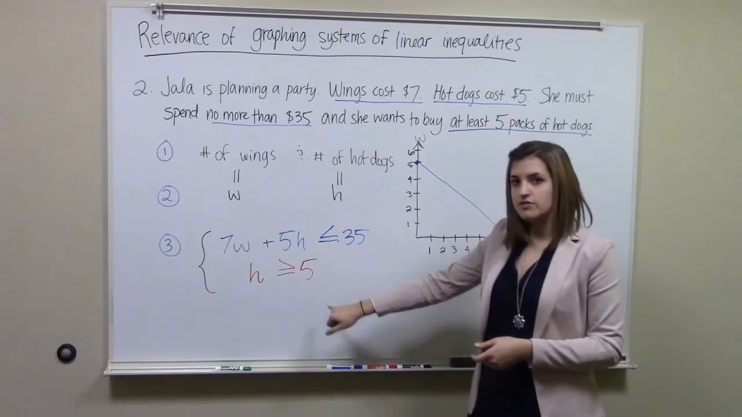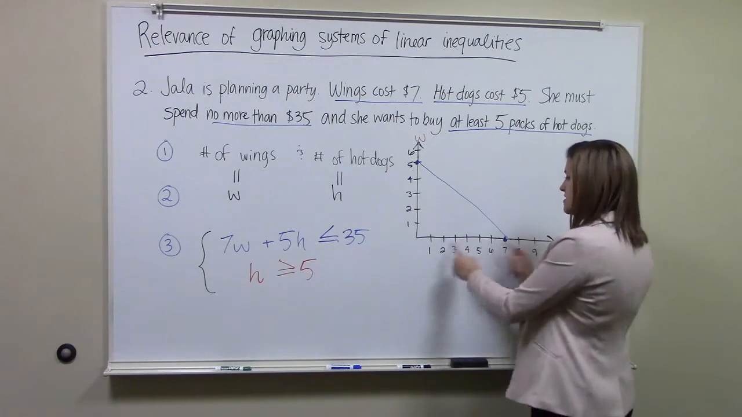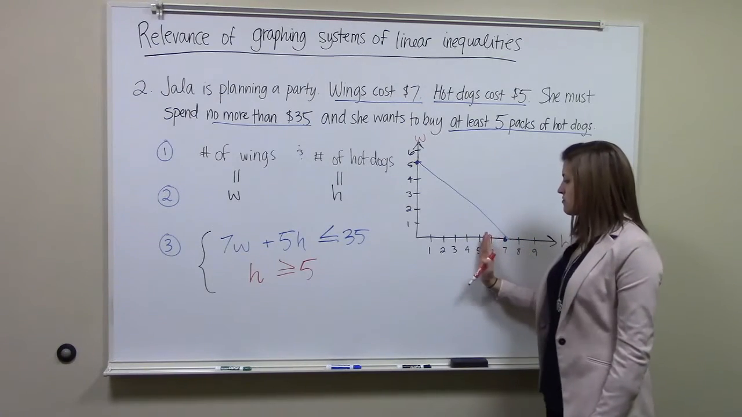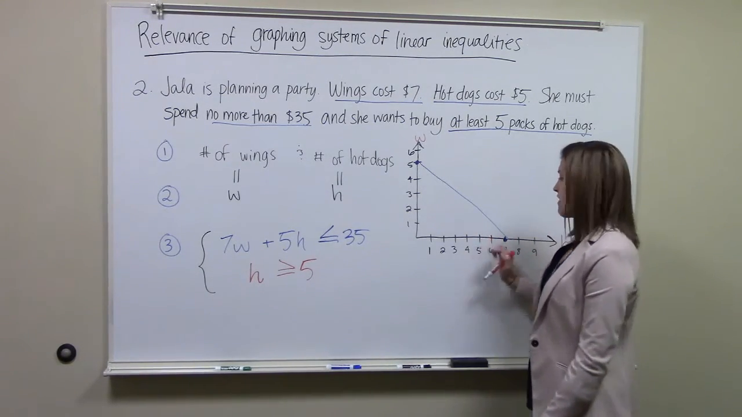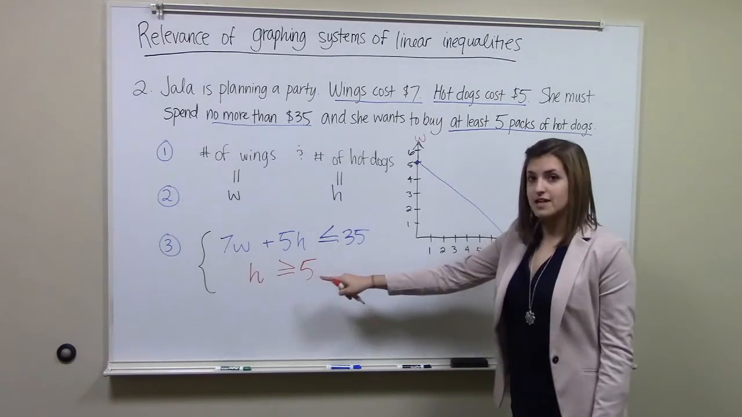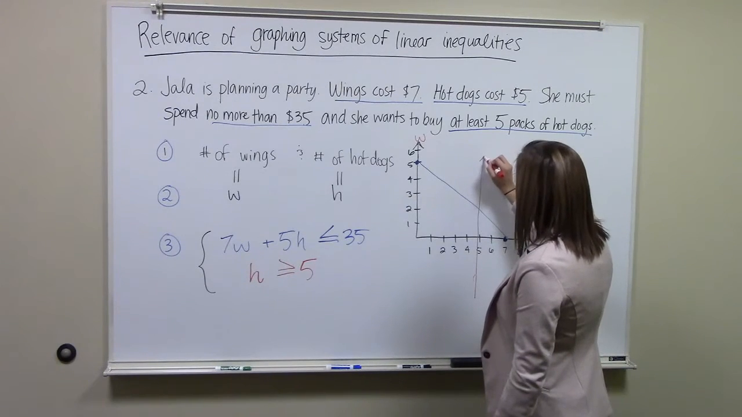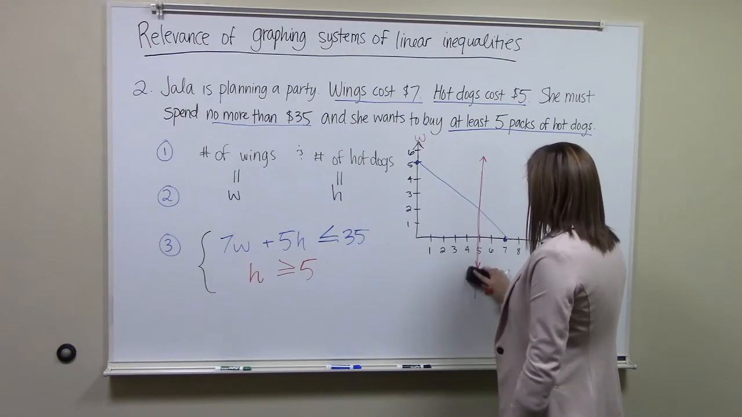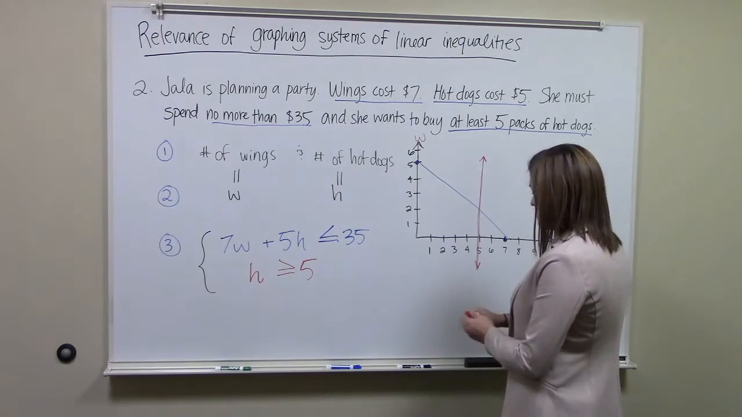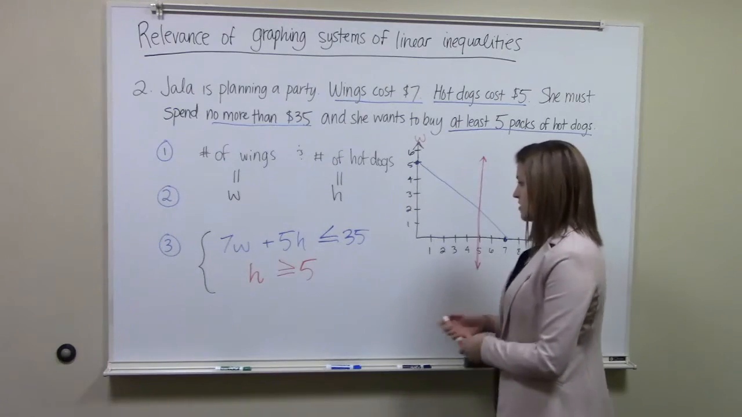And I can graph my second inequality here. H is greater than or equal to 5. So H is this axis, remember. So if H is greater than or equal to 5, I'm going to have to put some kind of a boundary right here at 5. And it's also going to be a solid boundary because I have that equal sign. So I'm going to draw a line straight up through 5 and down. And now I can figure out where I'm going to shade these inequalities.